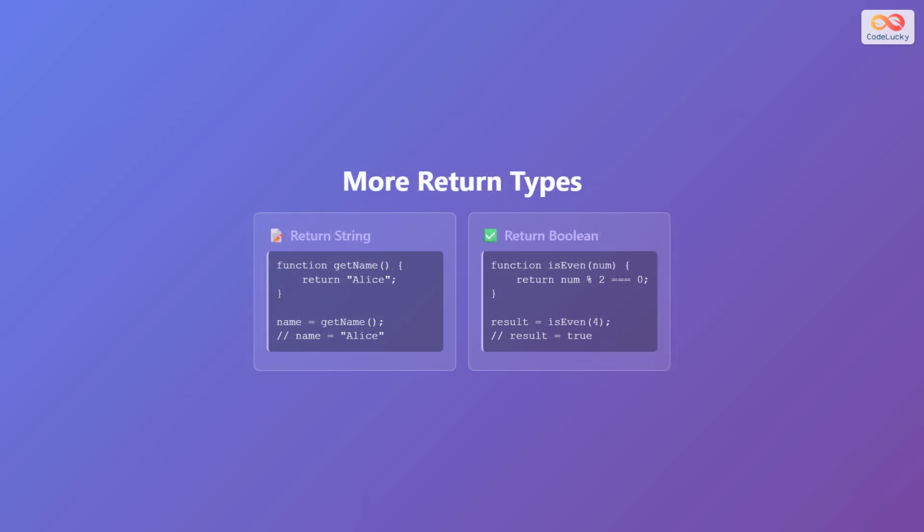Functions can return many different types of data. On the left, we have a function that returns a string. The getName function returns the text Alice. On the right, we have a function that returns a Boolean value, which means it returns either true or false. The isEven function checks if a number is even and returns true if it is, or false if it isn't. These different return types make functions very flexible. You can create functions that return numbers, text, true or false values, or even more complex data structures depending on what your program needs.